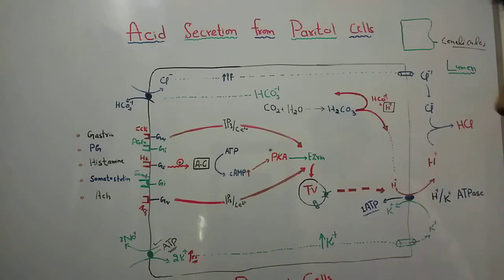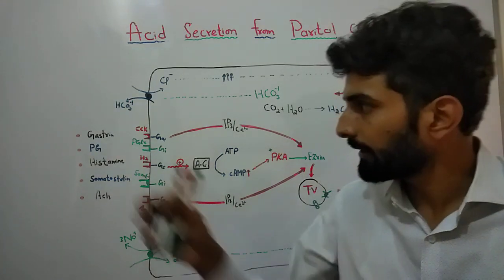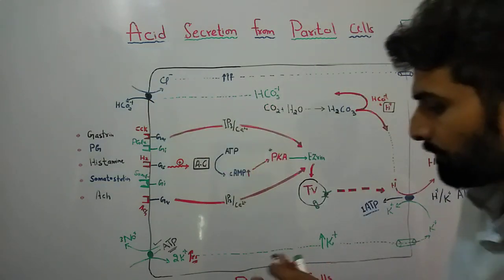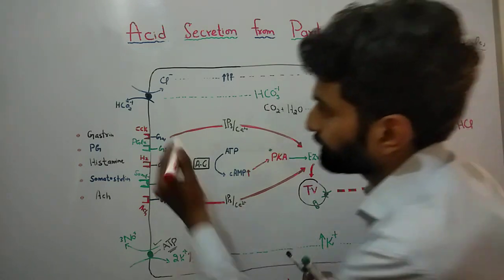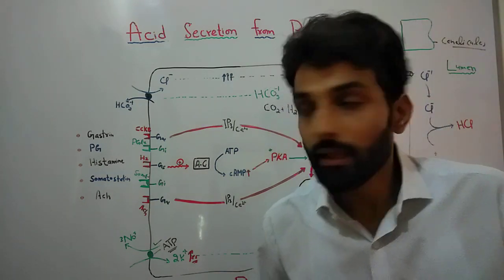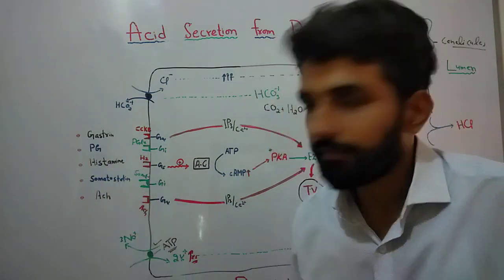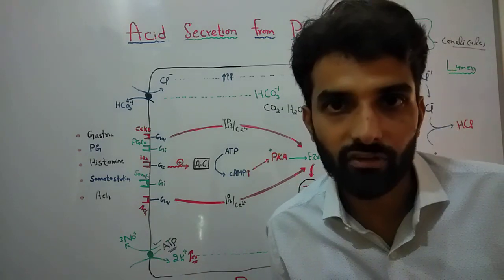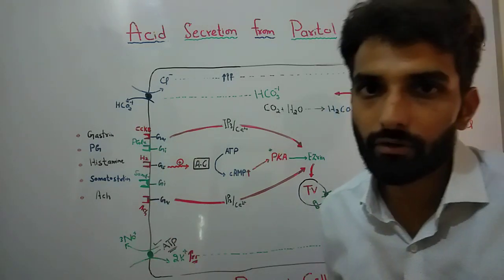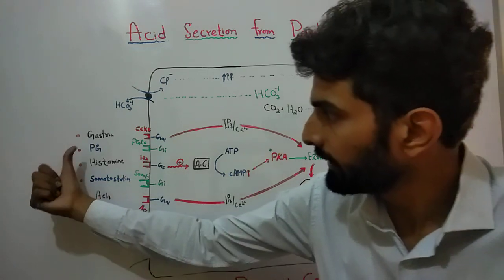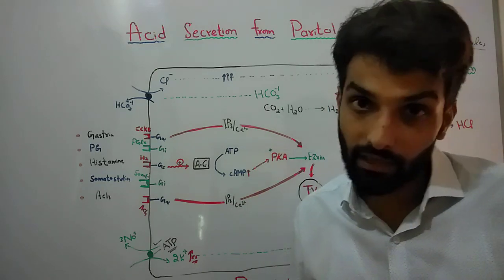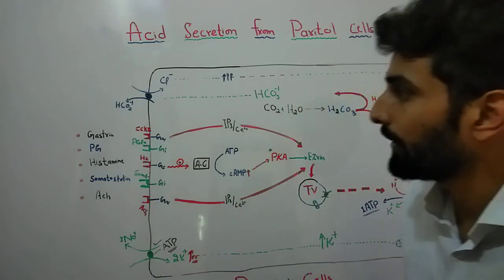Now let's see how this secretion is being regulated by different substances. So here you can see on the basolateral side there are CCKB receptors. These are the receptors for gastrin, and in the previous video I talked about how gastrin, histamine and acetylcholine basically increase gastric acid secretion. If you want to know more about these cells and their secretion, you can visit my previous lecture. Similarly, we have seen that prostaglandin and somatostatin basically inhibit gastric acid secretion. Now let's see how it happens.